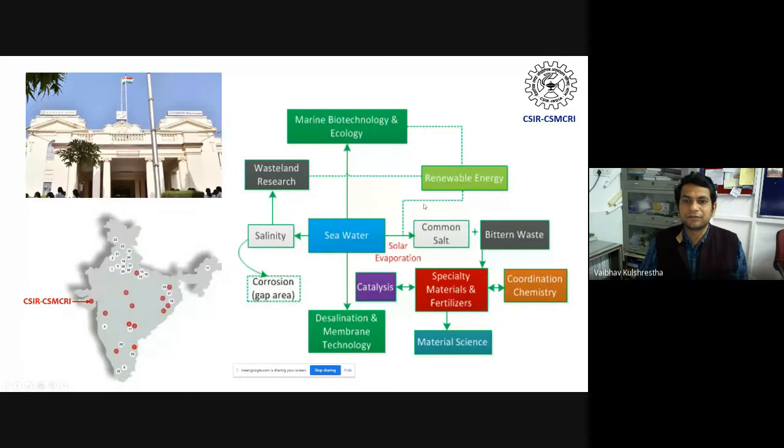So we are working on the different aspects of seawater and chemicals. Here you can see we are working on salt preparation, bittern-based specialty materials and fertilizer. Obviously, we are working on material science, catalysis. In the field of water, we are working on water purification, desalination, and membrane technology, and I am working in this area only. We are also working on salinity, corrosion, wasteland research, and obviously marine biotechnology and ecology.